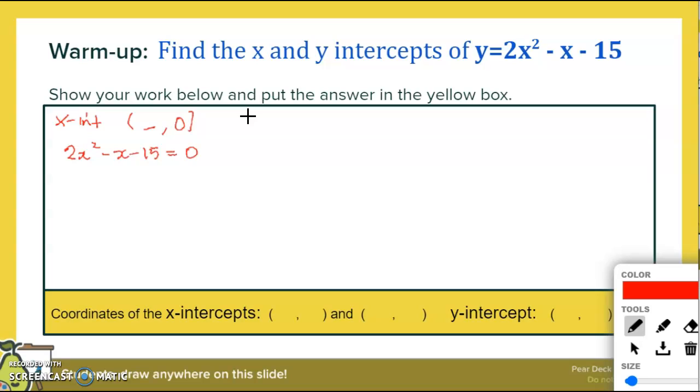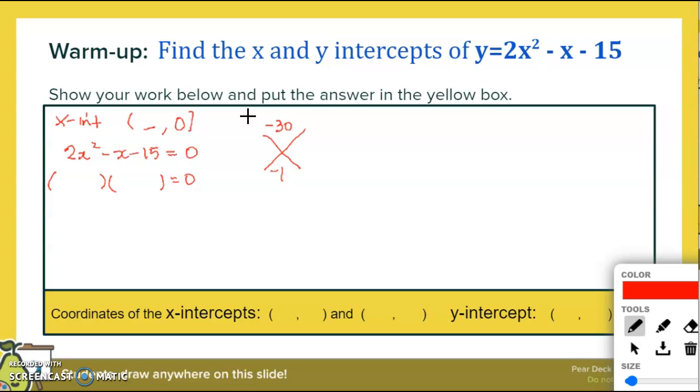Now, from here, I can factor this. That's what I'm going for. Okay, how do I do this? Well, the coefficient of x squared, there's a number in front of x squared. It's not just 1. So what I need to do is my diamond. So I multiply 2 times negative 15, so I get negative 30 here. The bottom number is the coefficient of the x term, which is negative 1. So I'm looking for two numbers, factors of negative 30, that would add to negative 1.